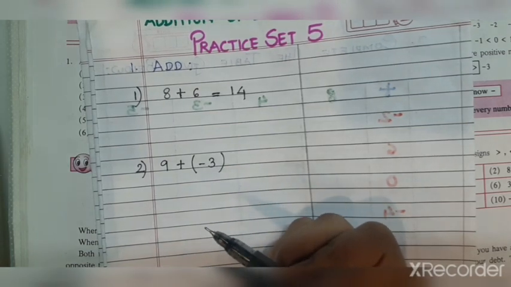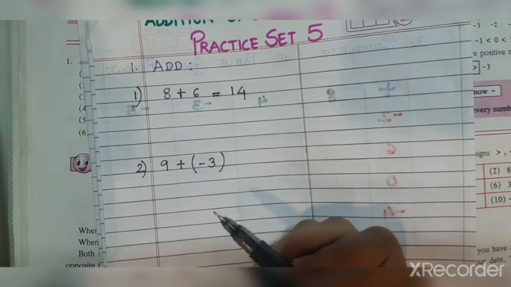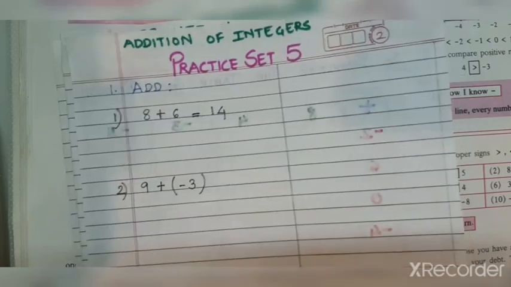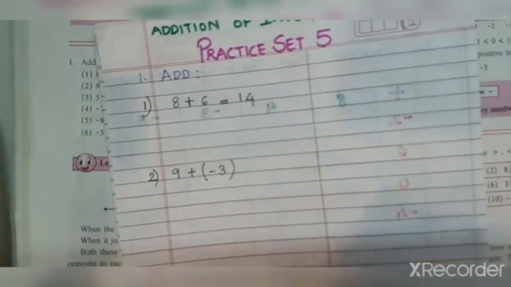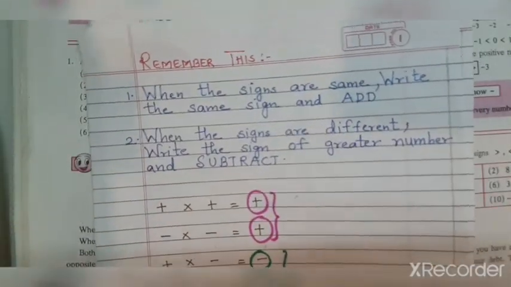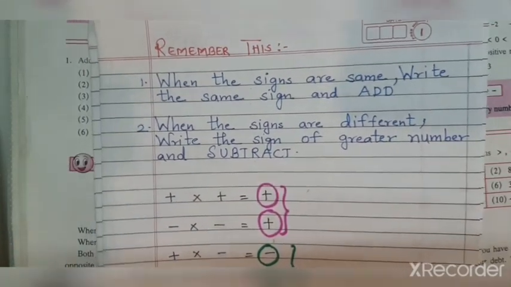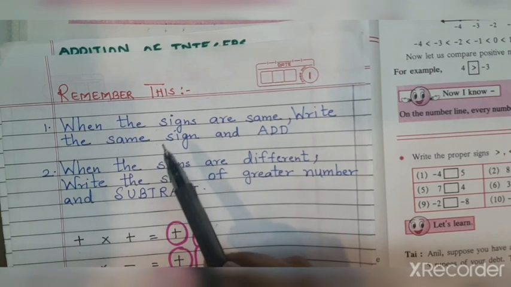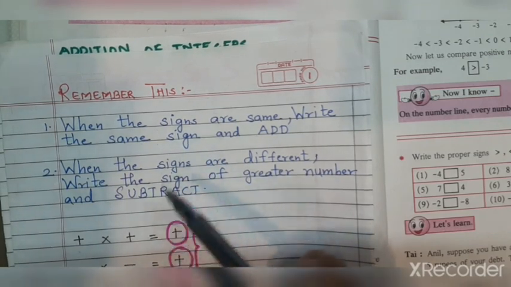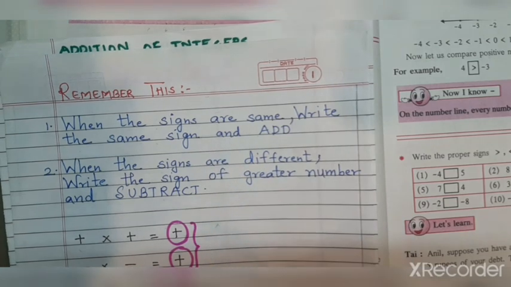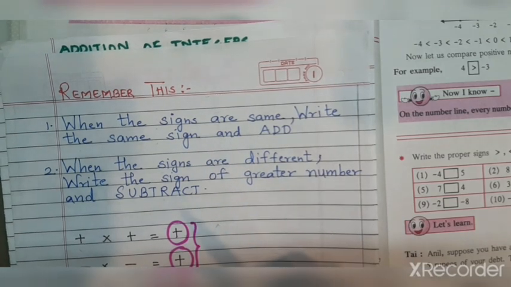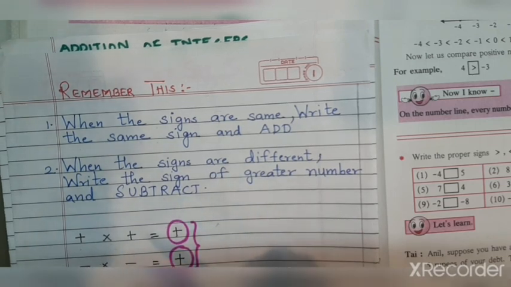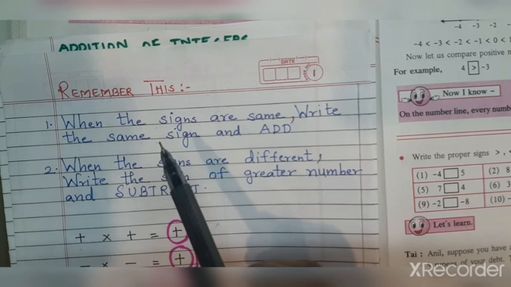Now, whatever we studied in the activity and the conclusion statements, just now I showed you these statements. So remember that you study these two statements by heart. You have to study these two statements by heart. So whenever you are going to solve the addition or subtraction of integers, you have to recollect or remember these two statements.